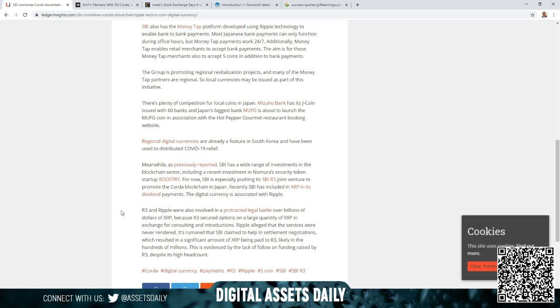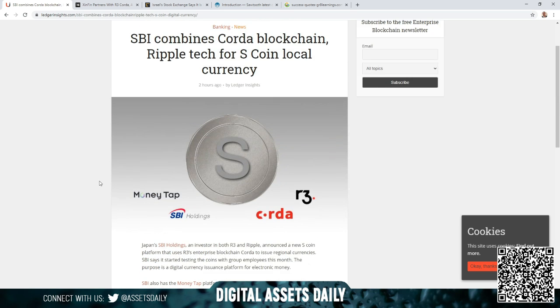R3 and Ripple were also involved in a protracted legal battle over billions of dollars of XRP. And because R3 secured options on a large quantity of XRP in exchange for consulting and introductions, Ripple alleged that the services were never rendered. It's rumored that SBI claimed to help in settlement negotiations, which resulted in a significant amount of XRP being paid to R3, likely in the hundreds of millions. That's something that we've also discussed here on this channel.